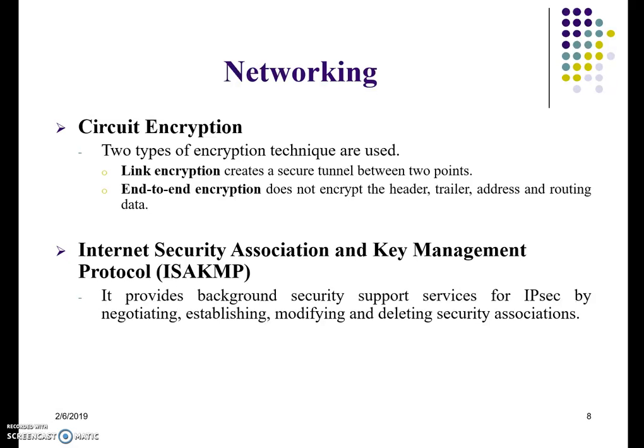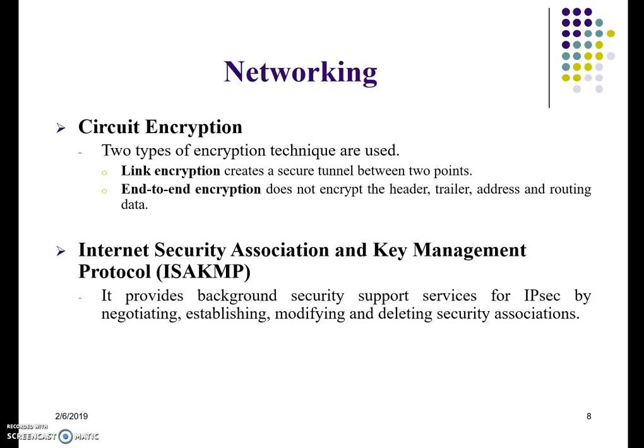Networking. Networking consists of four different parts. Circuit encryption is the first. Two types of encryption technique are used in circuit encryption: link encryption and end-to-end encryption. Link encryption creates a secure tunnel between two points that encrypts all traffic entering on one end and decrypts all traffic entering the other end.